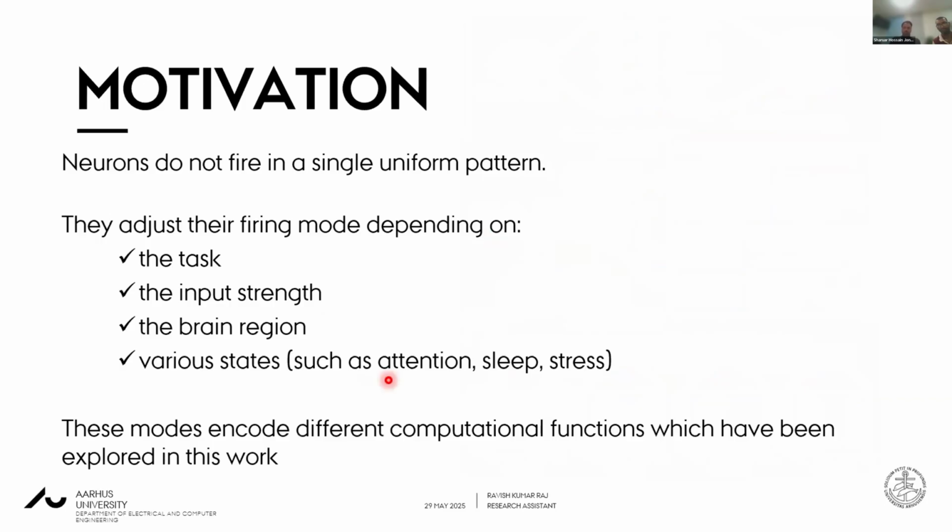The main motivation of our work is that, as we already know, a neuron doesn't always fire a single spike. Based on different situations, different tasks, and different states, it spikes in various kinds of spiking behavior, like fast, phasic, and bursting, that we have considered here.